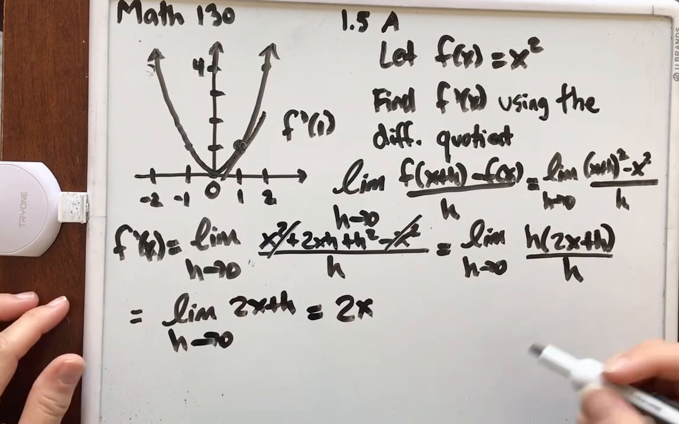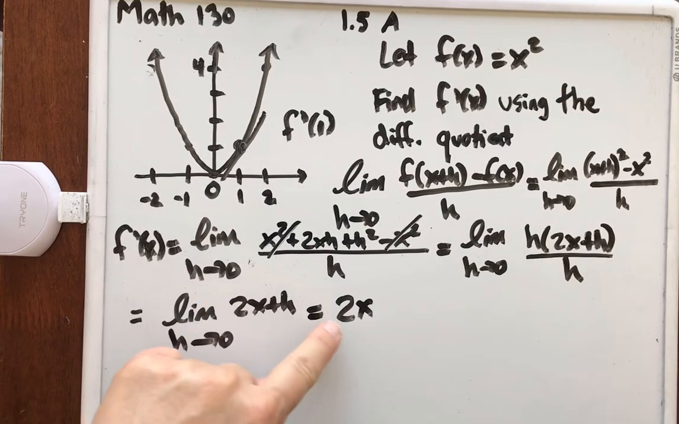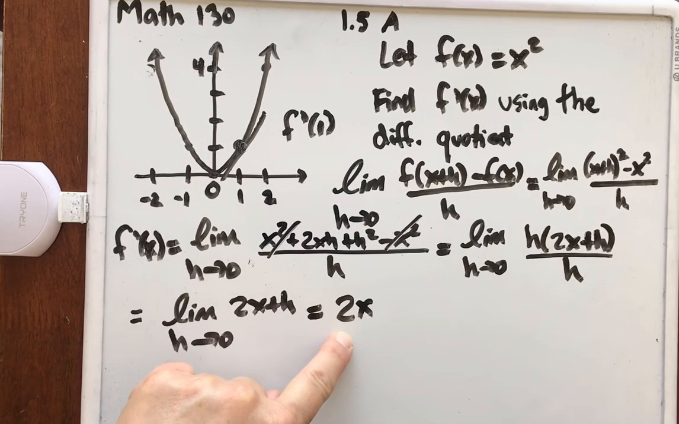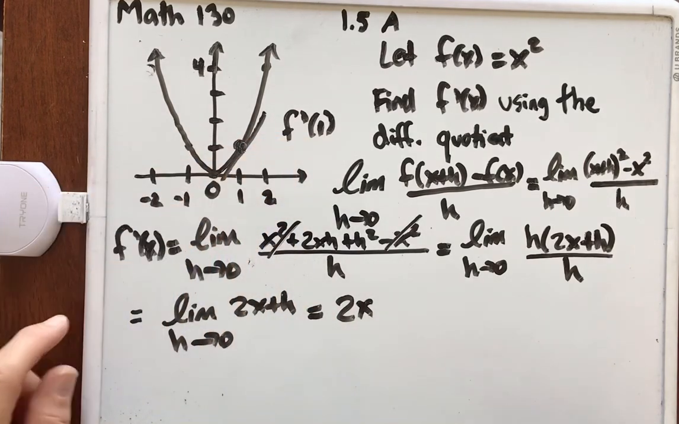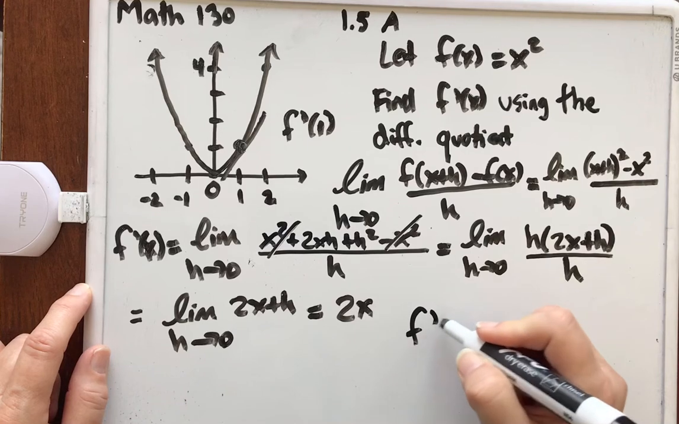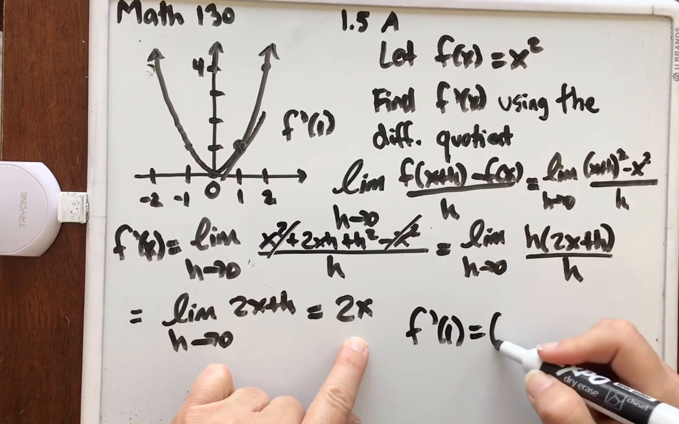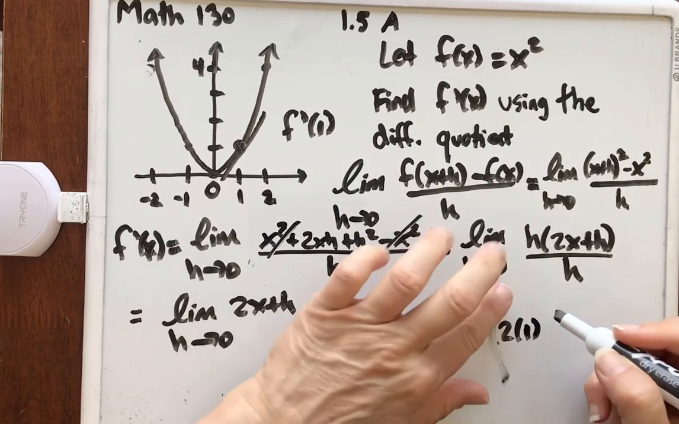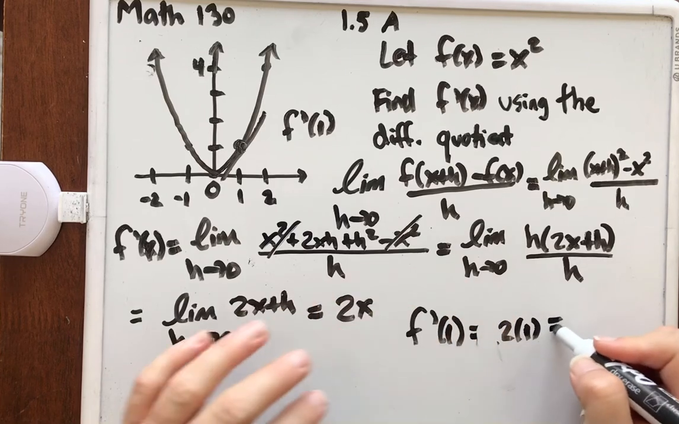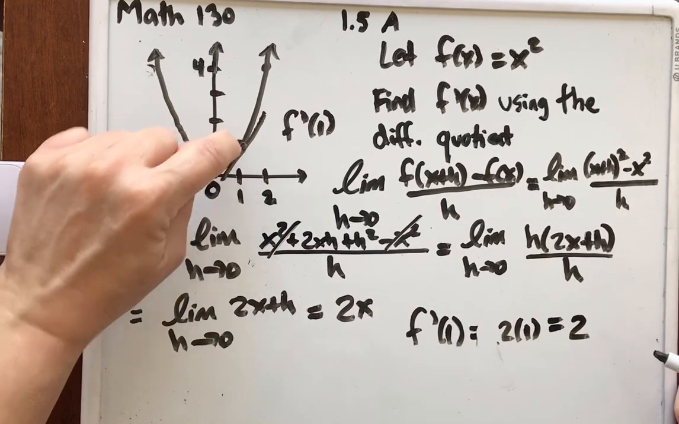Well, how does that help us? Well, what we did was we solved f prime of x equals 2x. So to answer our question, what is the slope? What is f prime of 1? We would just put it right into our equation 2x, which is 2 times 1, which is just 2. So that means the slope of this line is 2.